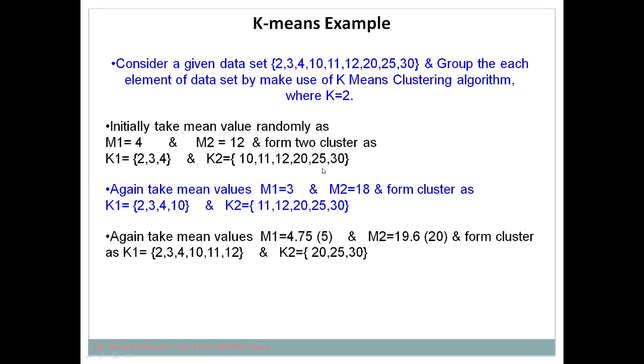Now the next step of the K-means algorithm is that again we have to take the mean of this cluster K1 and the mean of this cluster K2. So mean means what? Average. So 4 plus 3 is 7, 7 plus 2 is 9, 9 divided by 3, so the new mean is 3. So the previous mean value was 4 which we had taken randomly. Now we have calculated the mean and we got the new mean as 3. So M1 is the new cluster center for this cluster K1.